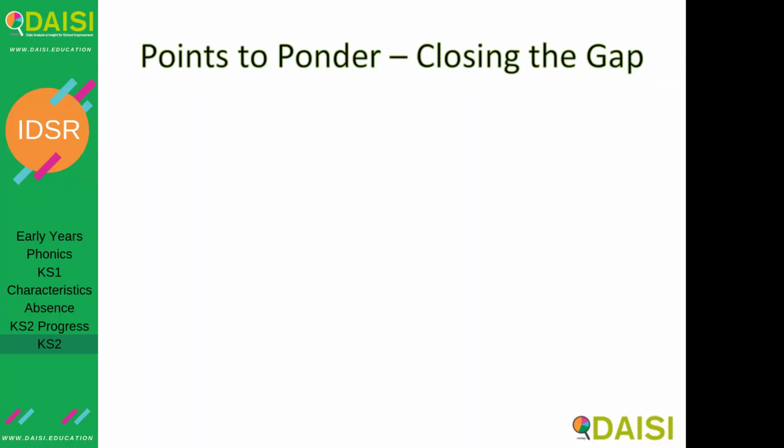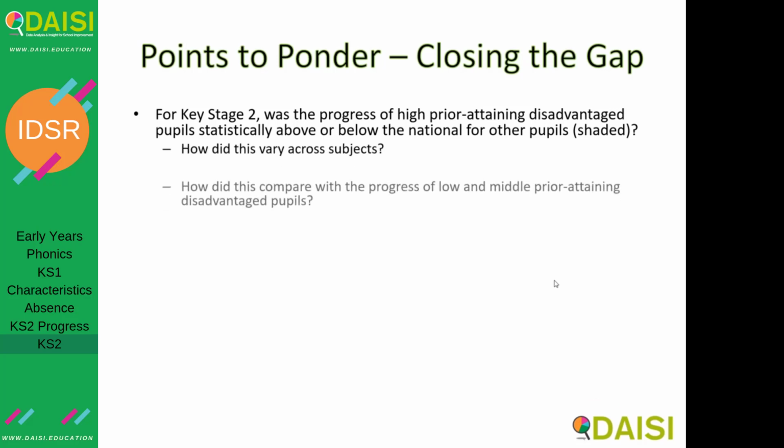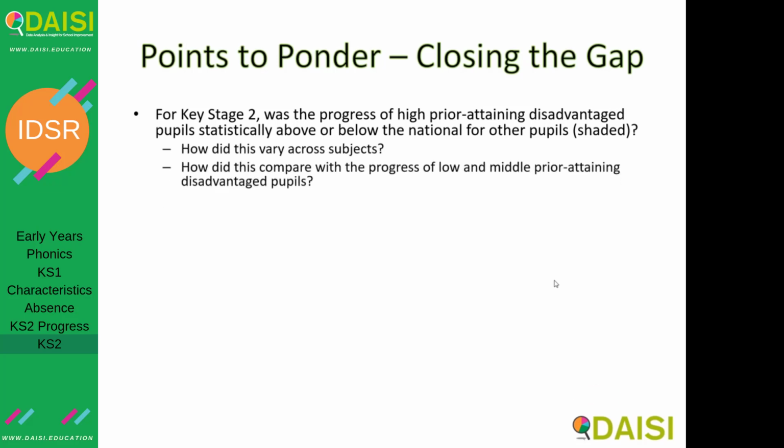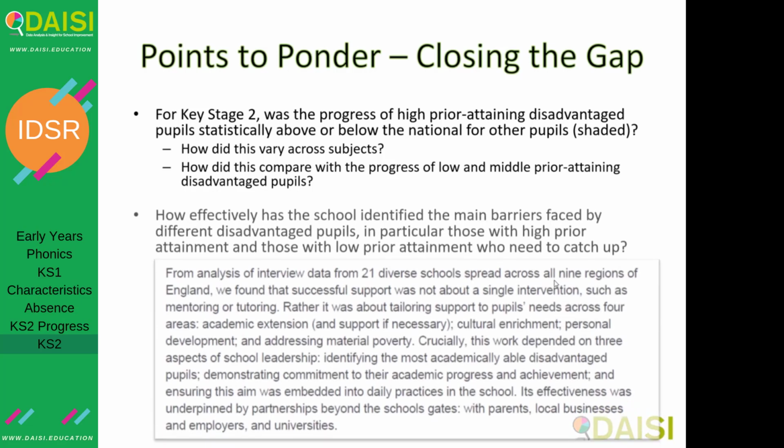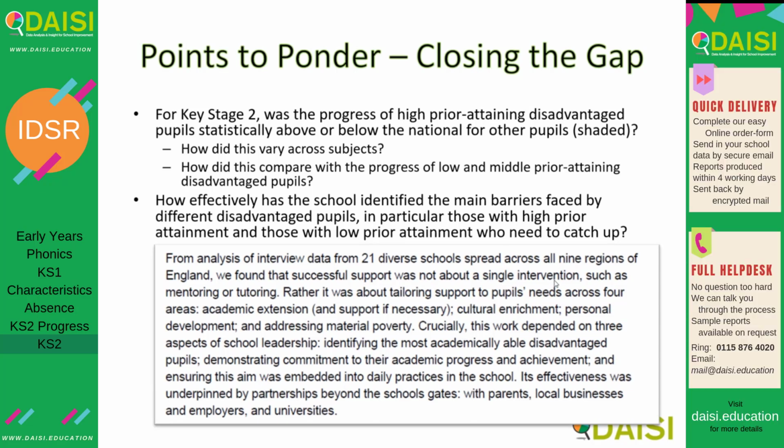So here are some points to ponder at Key Stage 2 for your disadvantaged pupils. Were you above or well above, or below or well below the national other? How did this vary across subjects? And how did your high prior attaining pupils compare with your low and your middle prior attaining disadvantaged pupils? Now, how effectively has the school identified the main barriers faced by different disadvantaged pupils, in particular those with high prior attainment and those with low prior attainment who need to catch up?